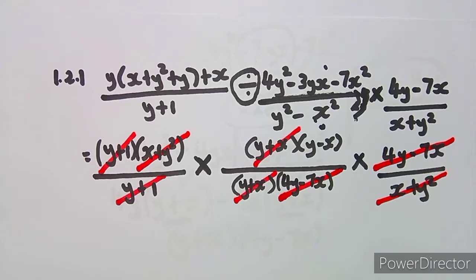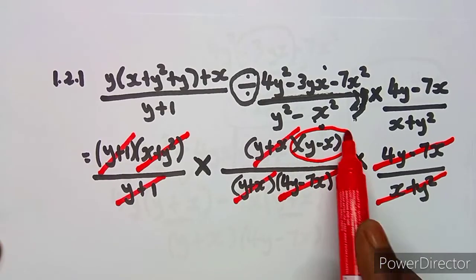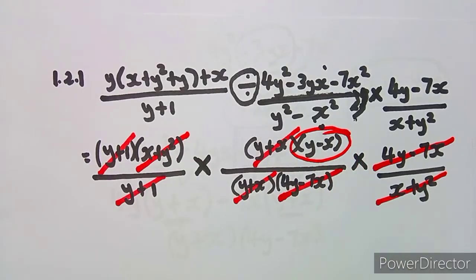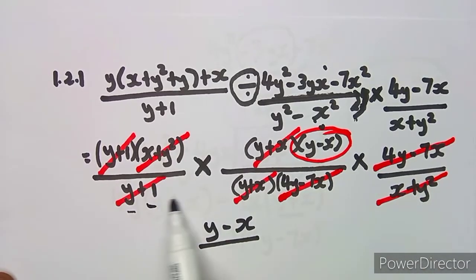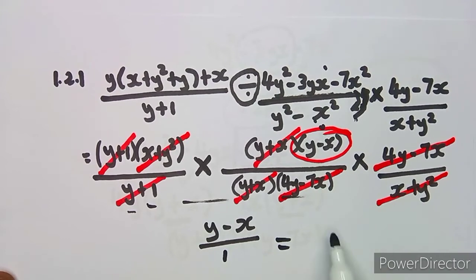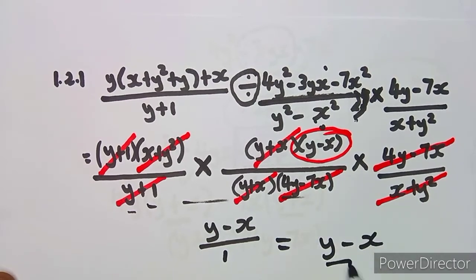So what am I going to be left with? As we can see on top, you are left with this part of y minus x. So we are left with y minus x over here. Down here we are just left with 1 because there's nothing here, so it's just 1. So which simply means it's y minus x, just like 3 over 1 is equal to 3. So y minus x over 1 is the same as also y minus x.